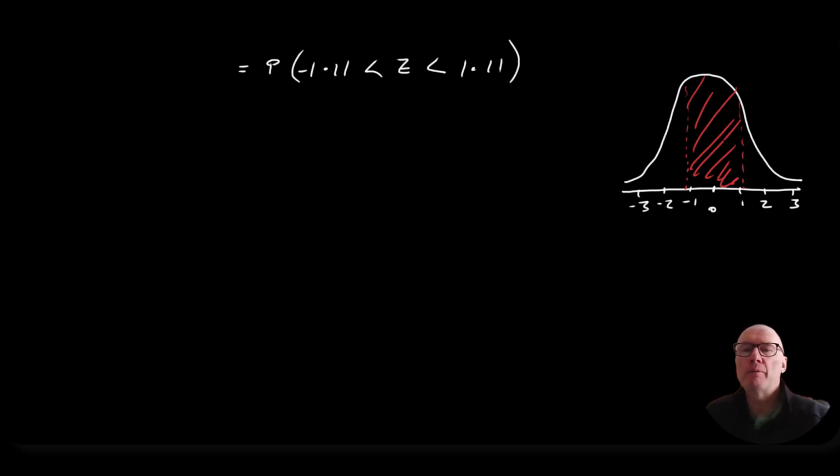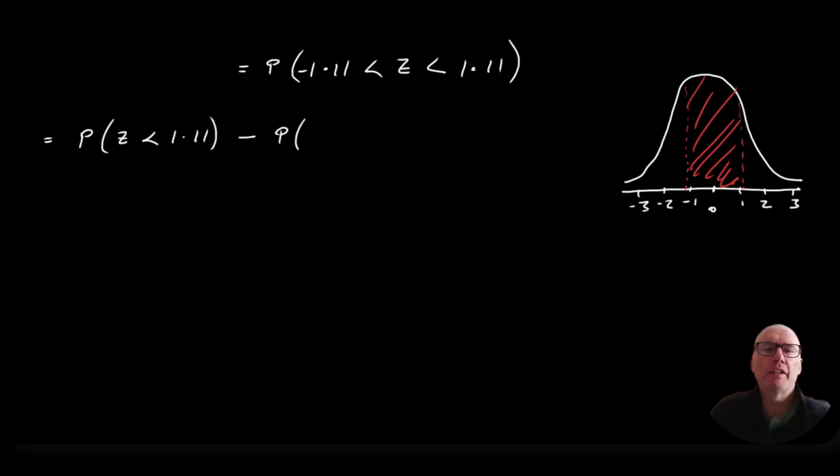How do we work out the probability of the tree's height being in this area? Well, what we're going to do is find the probability of being in this part of the graph down here, and the probability of being in this part of the graph down here, and subtract the two. So it's going to be the one further right minus the one further left. So we have the probability that z is less than plus 1.11 minus the probability that z is less than minus 1.11. That's what we need to work out. If we subtract those two, that'll give us the area in the middle.